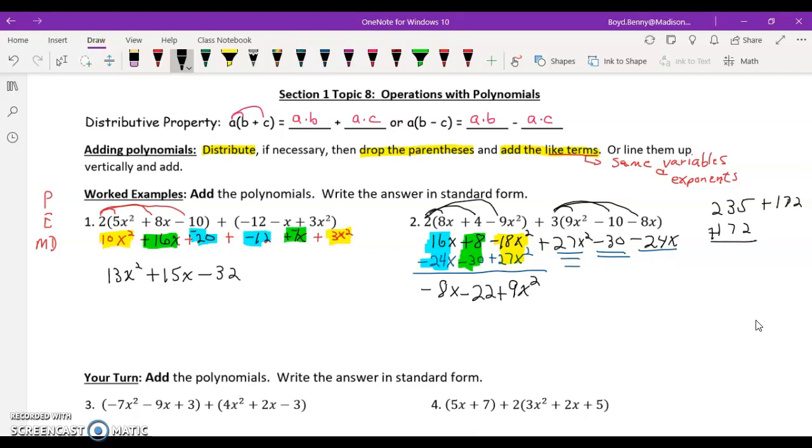Okay? Now the last step that I need to do is put this thing in standard form. And standard form is descending degree order. So the x squared term is a degree 2, so I need to do a 9x squared first. The x term is a first degree, so I'm going to do minus 8x, and then finish up with minus 22. And so you'll see that the degrees are 2, 1, and 0.